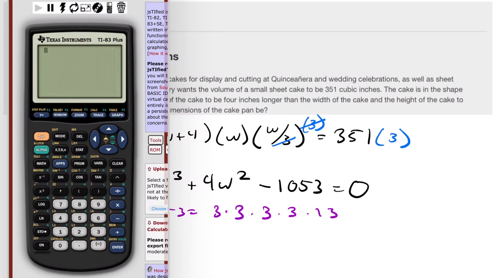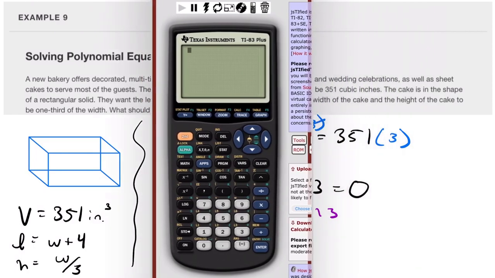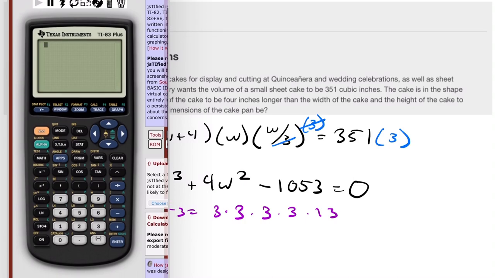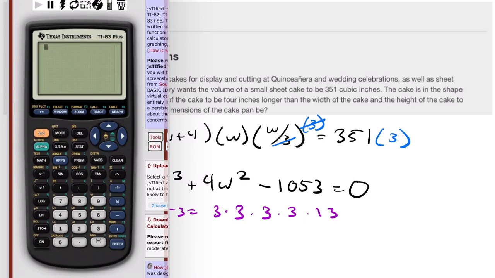Okay, so now we have this W cubed, so we're going to say x to the power of 3. Again, the hardest part is finding that first 0. 4x squared minus 1053. Okay. I'm just going to look at the standard graph and see if it's a simple 0. Like if it crosses, I'm anticipating, there it is. It looks like when x is 9.